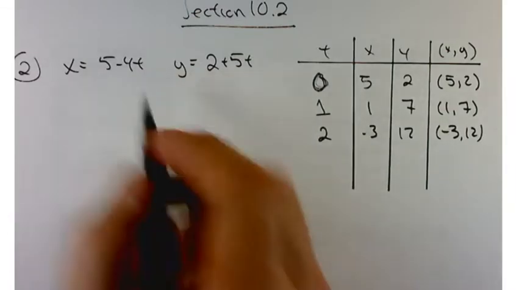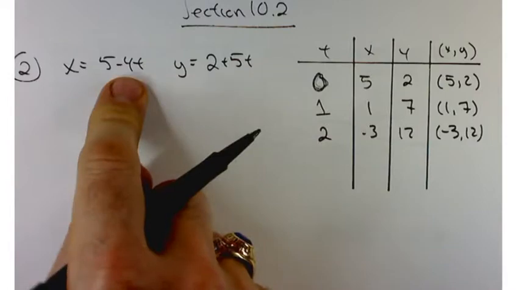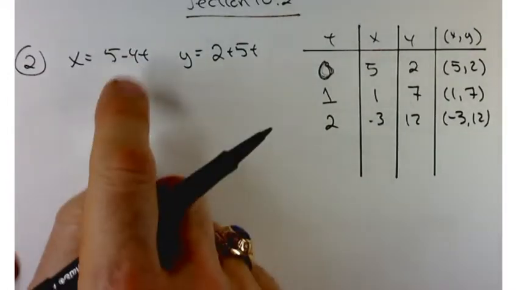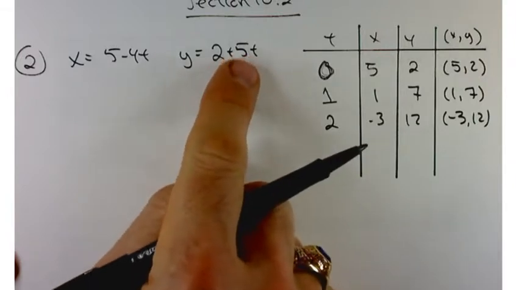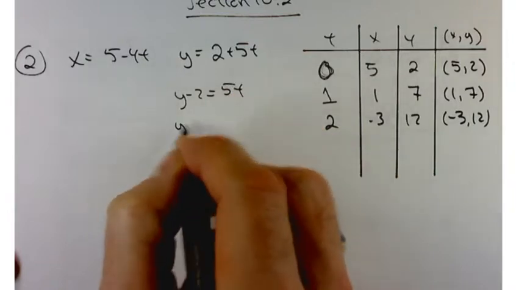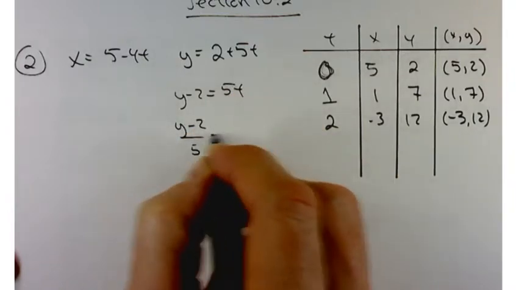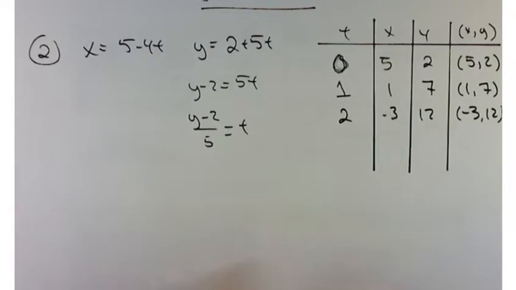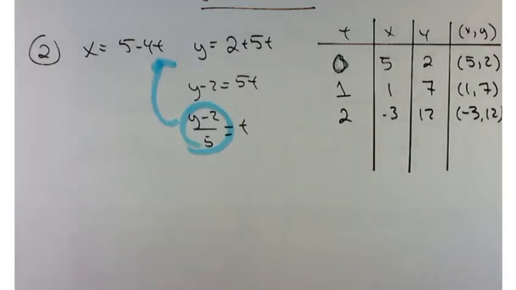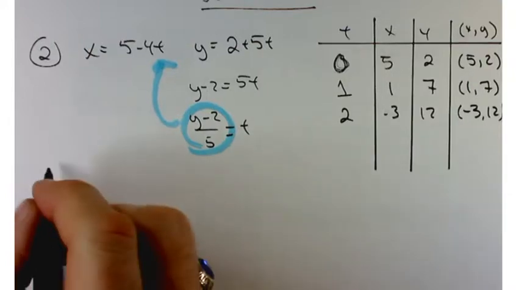So how do I do that? Well, I can solve for t from one equation and then substitute the expression into the other equation. So let's see. Let's do that from here. y minus 2 equals 5t. y minus 2 over 5 is equal to t. If I take that and plug it in here, now I'll have an equation that just strictly depends on x and y. So let's see what that gives us.